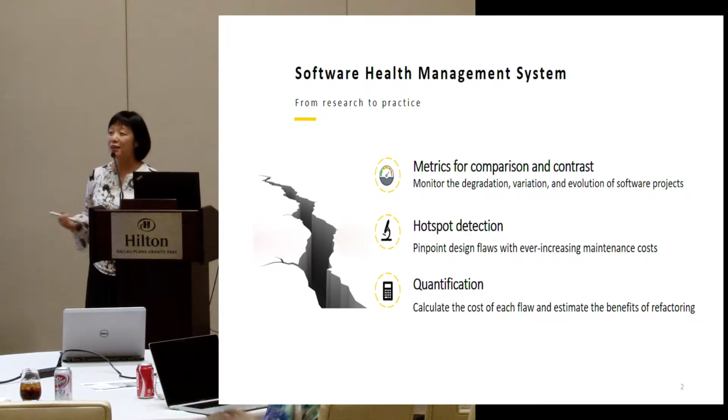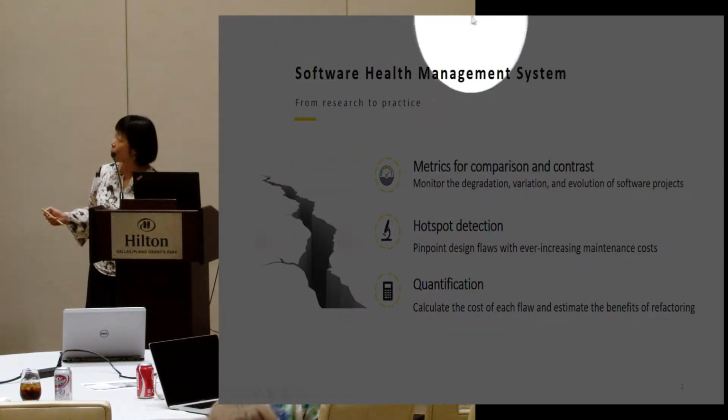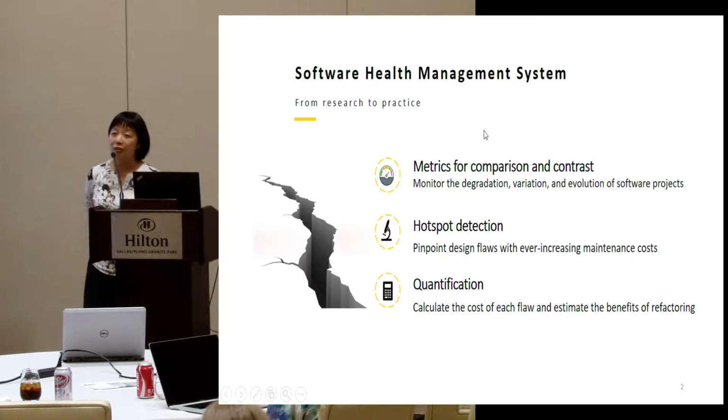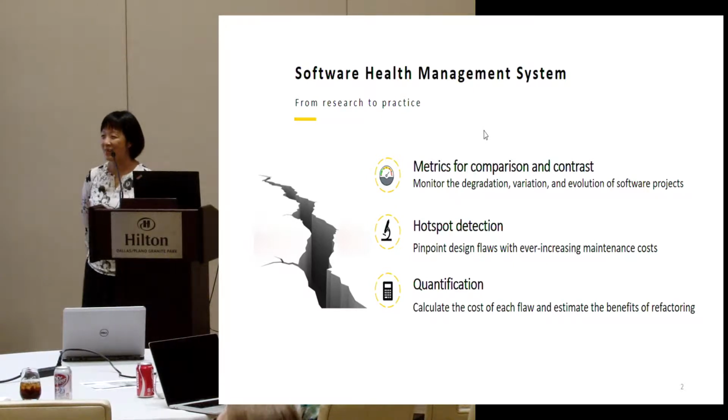And so we summarized our 10 years of research results into something we call a software health management system. The first thing we want to introduce in this system is a maintainability metrics suite. This is based on our paper published in 2016. Obviously, Sebastian hasn't done research on that paper yet.